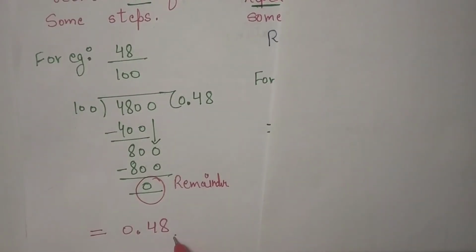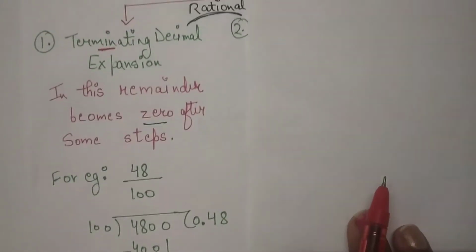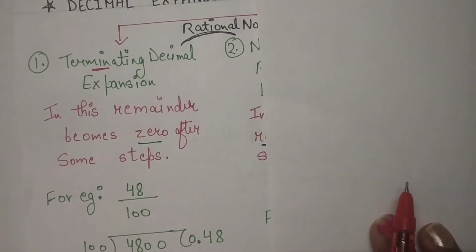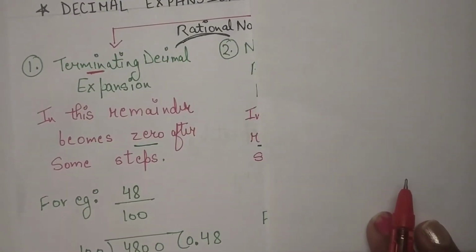Now at this point it is ending, and nothing is repeating here, or nothing is going further and further. So this comes under terminating decimal expansions. It ends after some steps.